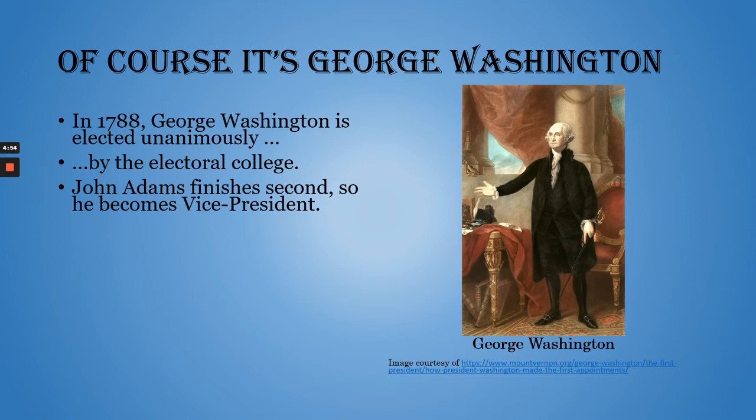John Adams finishes second. Back then, for our first few presidential elections, you basically elected two people. You'd vote for two people to be president. Whoever came in first would be president, and whoever came in second would be vice president. So John Adams becomes vice president because he came in second in the Electoral College vote.